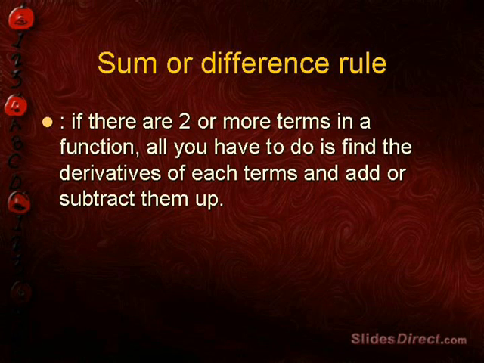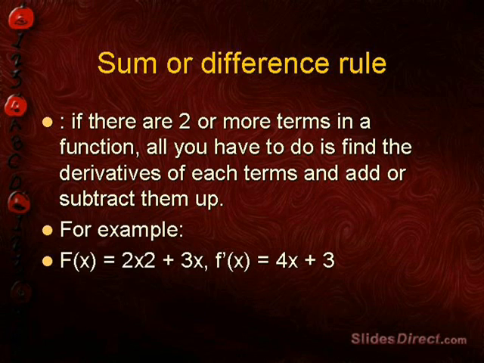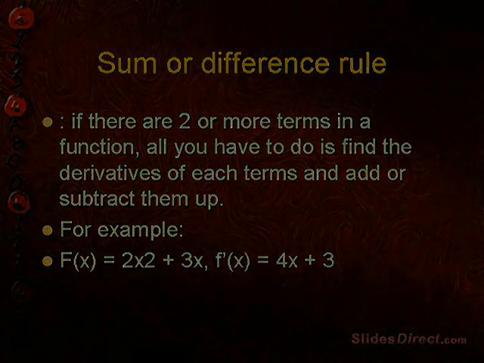Lastly, the sum or difference rule. It's as simple as this. If there are two or more terms in a function, all you have to do is find the derivatives of each term and add or subtract them. For example, the derivative of 2x squared plus 3x is equal to the derivative of 2x squared plus the derivative of 3x, which is 4x plus 3. There you go. Now you're equipped with the rules to deal with derivatives problems.